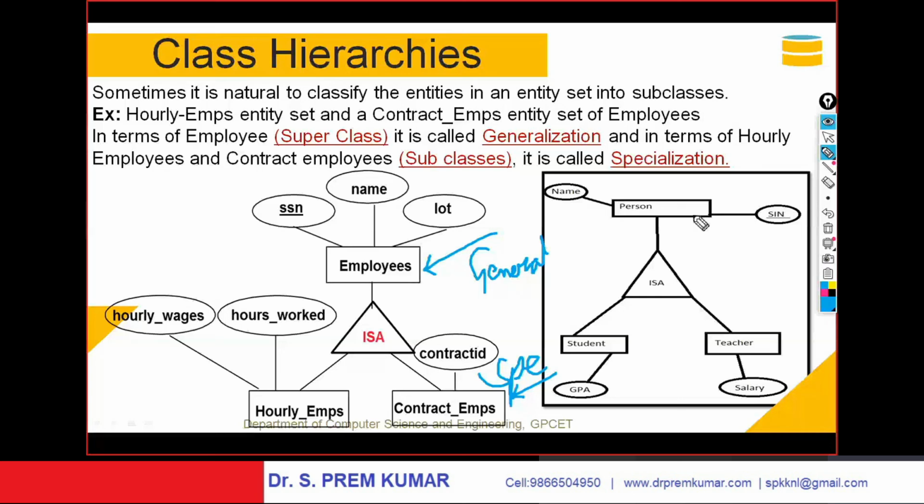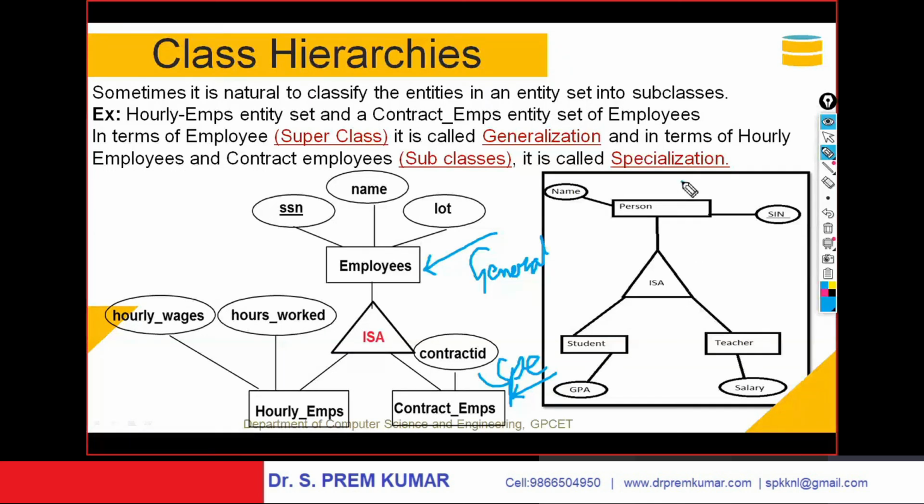For example, here I am saying a person. A person is identified by person name and SIN, the social security number. The person is a student, the person is a teacher. If you enter a college environment, all are persons. In persons, you have categories. Student is a person, teacher is a person. Student is identified by his GPA or total marks. Teacher is identified by salary. So this is the ISA relation.